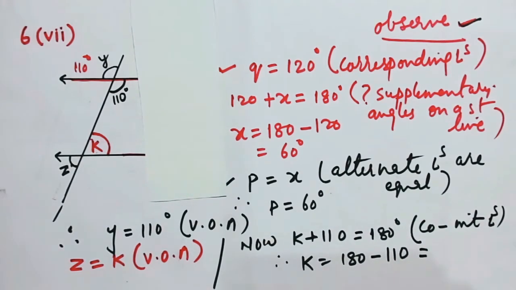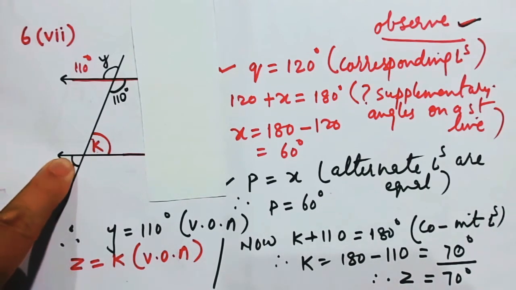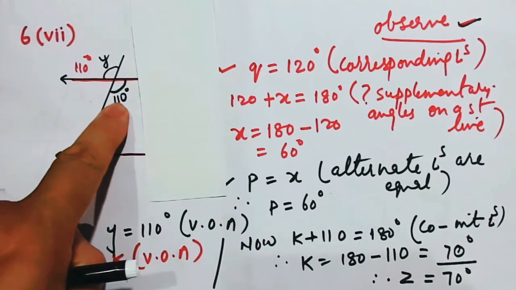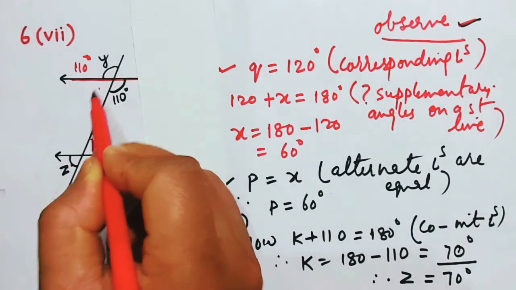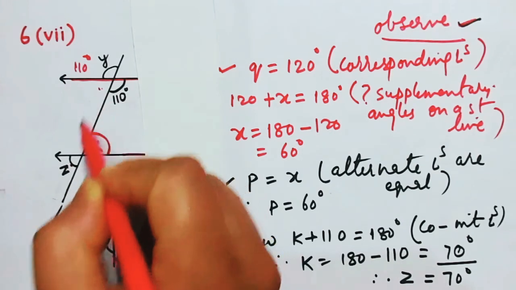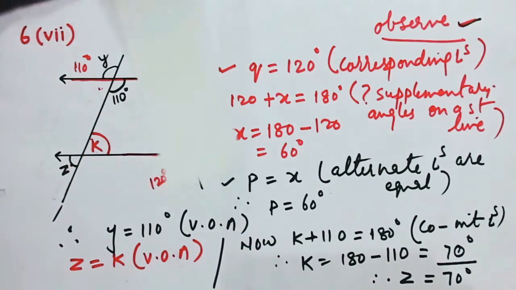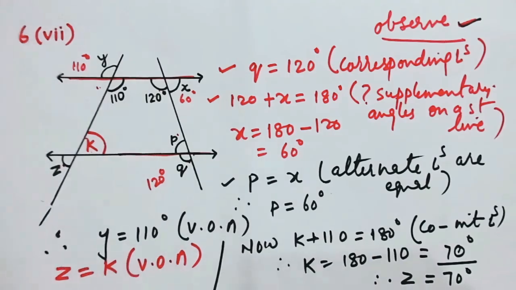Therefore, k will be equal to 180 minus 110, which is equal to how much? 70 degree. So the value of k will be equal to 70 degree. Now value of k is equal to 70, therefore value of z will also be equal to 70 degree, isn't it? Acha, you can find out this z by applying 110 plus this angle. If you can find this angle, then this angle will be equal to this. Why? Because they are corresponding angles.